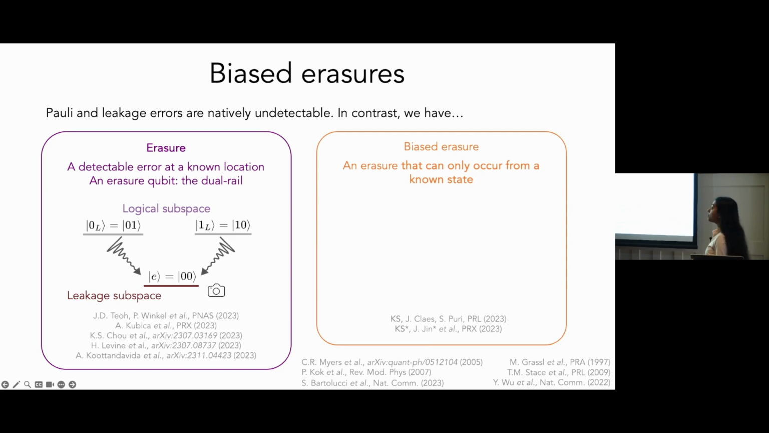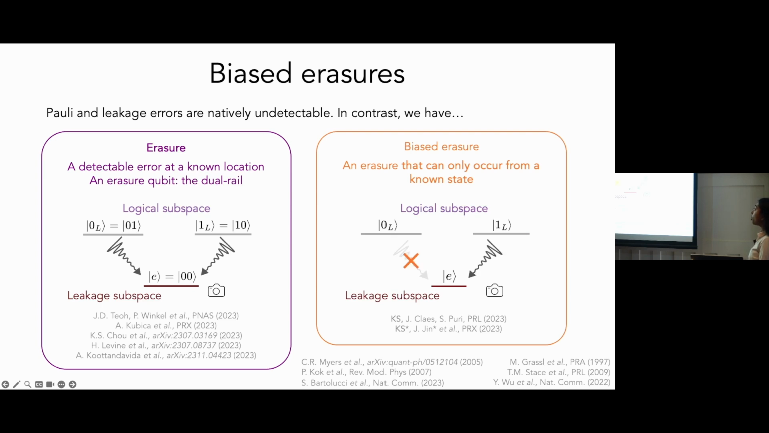And just extending the example that we looked at for a regular erasure, let's say we have the same logical subspace and leakage subspace, but now the dominant error is only leakage from the one subspace down to the state E, and your 0 state is not coupled at all to this E state. So when something goes wrong, i.e. you're able to detect it, it therefore becomes an erasure, you know that it's only happened from the one state. So this is a nice theoretical picture of what a biased erasure should look like.